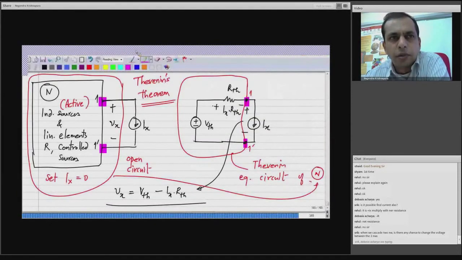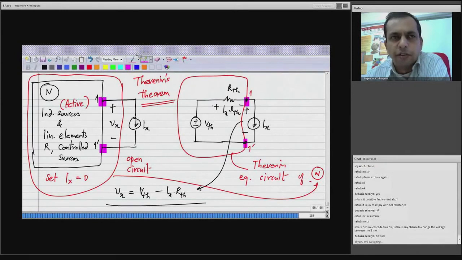There is a question on when we cascade two networks, is there any chance to change the voltage between the two networks? Actually, this question is not clear to me, which voltage is being referred to. I have to either draw a figure and email it to me, then I will discuss that. I'm not clear about what is meant by cascading of two networks and what is the voltage between the two networks.